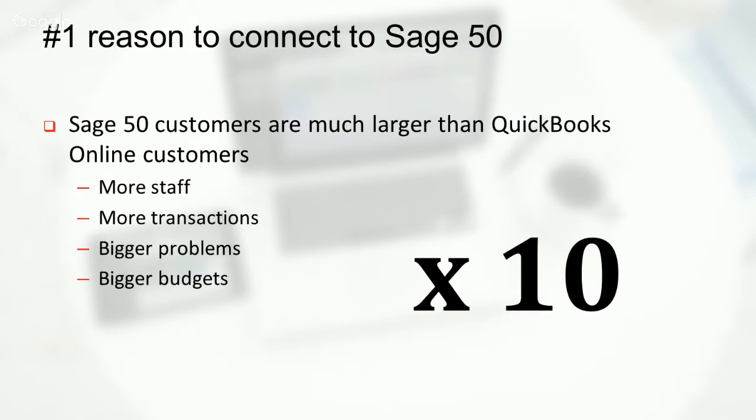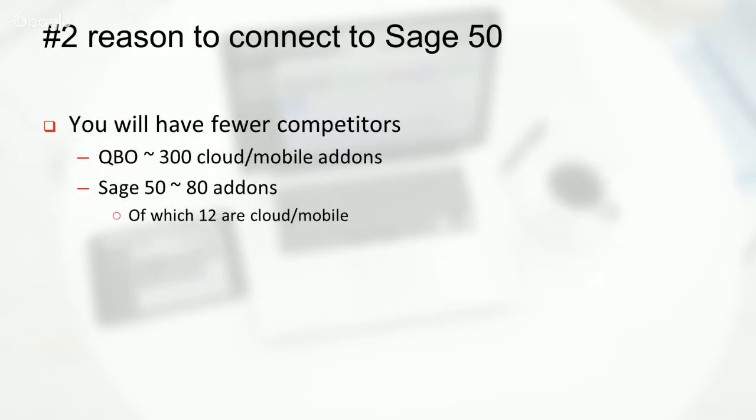Now, the second reason why you should consider connecting your QuickBooks Online app to Sage 50 US edition is because despite the fact that these customers are bigger, you'll have fewer competitors. The QuickBooks ecosystem, as you know, if you're one of these attendees at the QuickBooks Connect conference, is thriving. So if you are a QuickBooks Online developer, you're competing for your customers' spend and attention with perhaps 300 other cloud and mobile add-on solutions also targeting those customers.